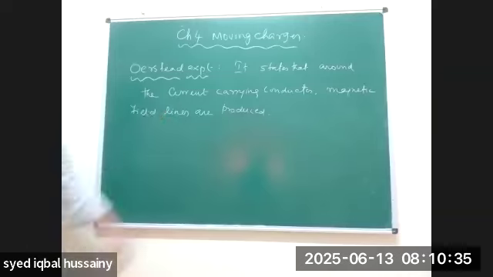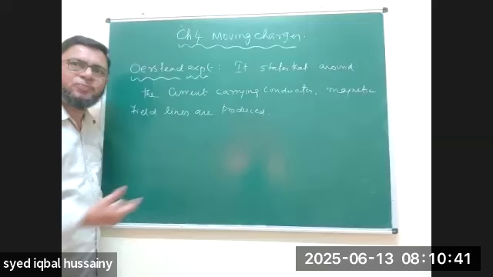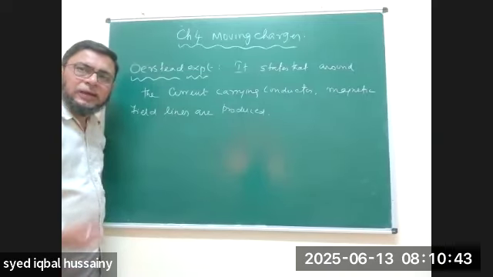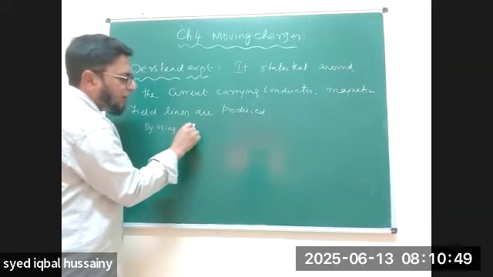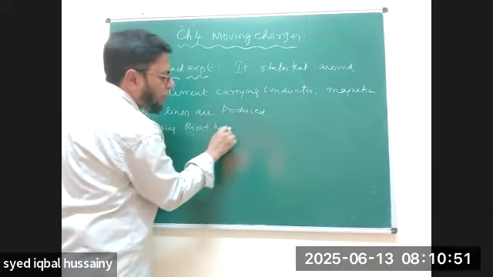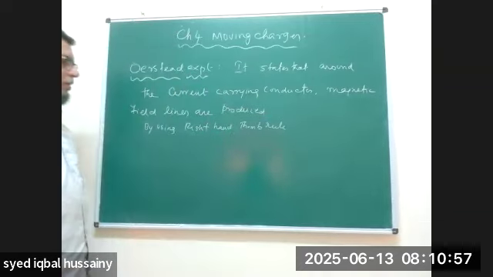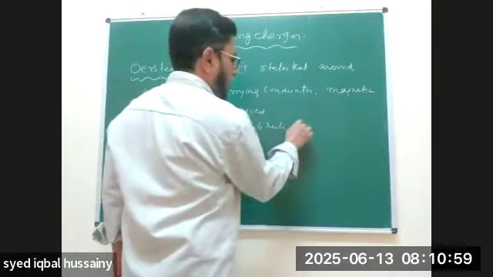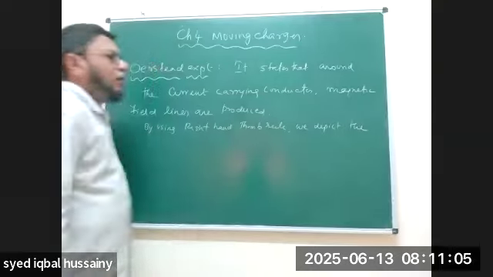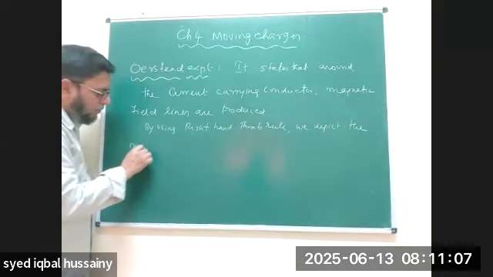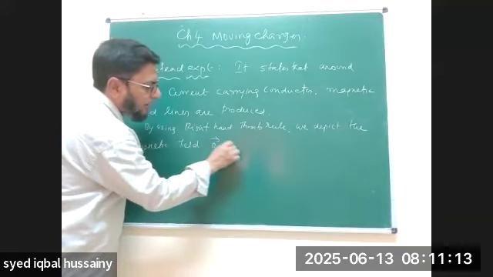So it states that around the current carrying conductor, magnetic fields are produced. Now, in which direction the magnetic fields are produced, that we find by using the right hand thumb rule. By using the right hand thumb rule, we depict the magnetic field B direction.